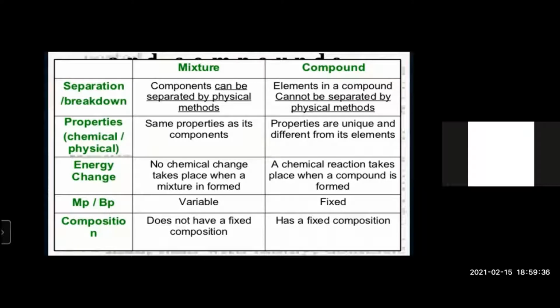Then compounds have fixed compositions, which is why they're pure, whereas mixtures do not have fixed compositions. In addition, compounds and elements have separate, unique formulas. For example, an element like hydrogen has the formula H2, a compound like water has the formula H2O, whereas mixtures such as sand and water do not have a specific formula.